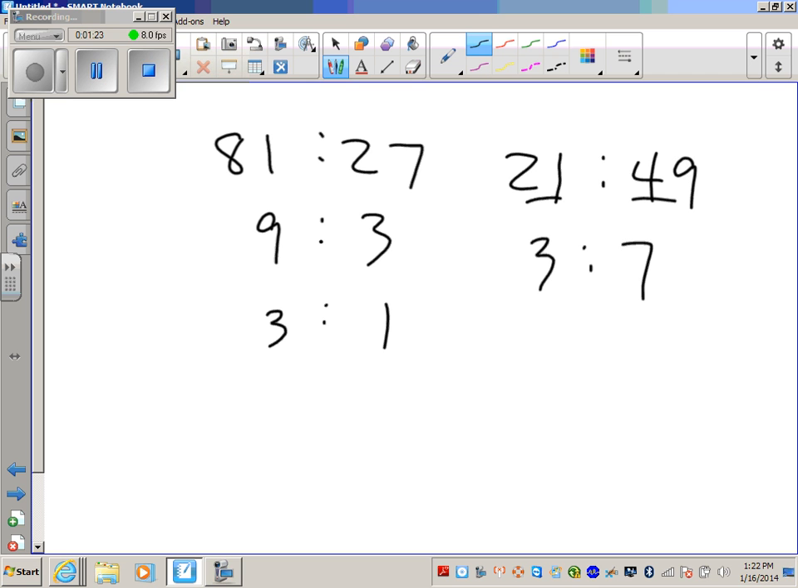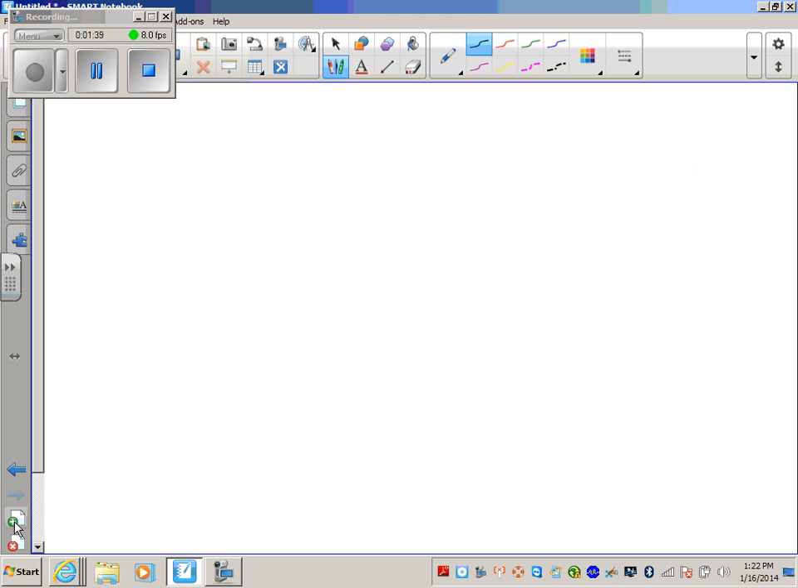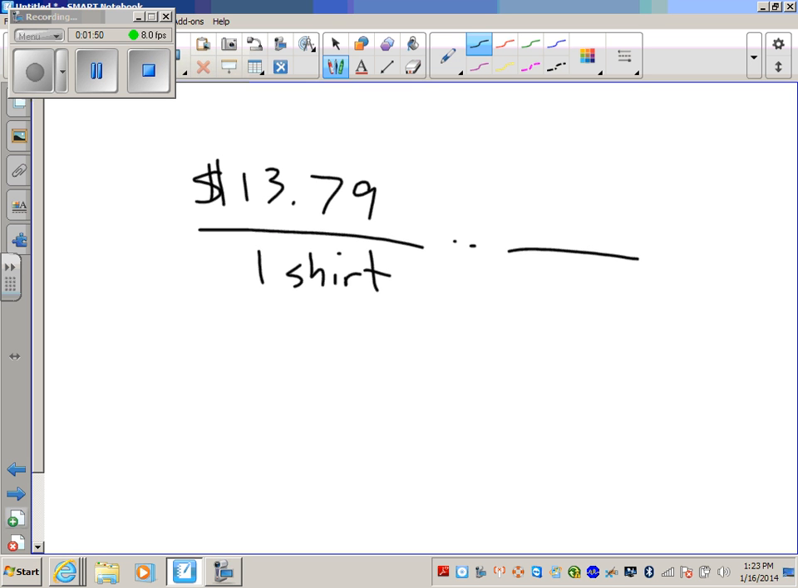6 through 8. Thinking maybe Josiah has a question on 8. $13.79 for one shirt, and then they want to know for 11 shirts. So Josiah, as I look at this, did you set it up this way?